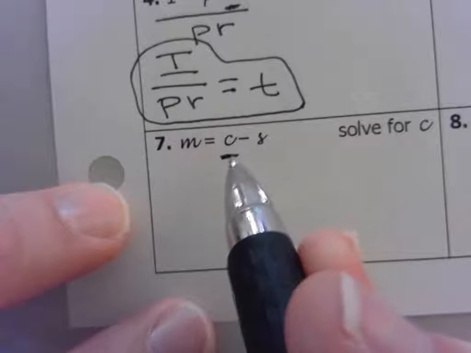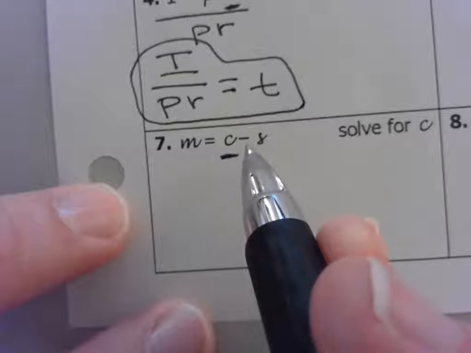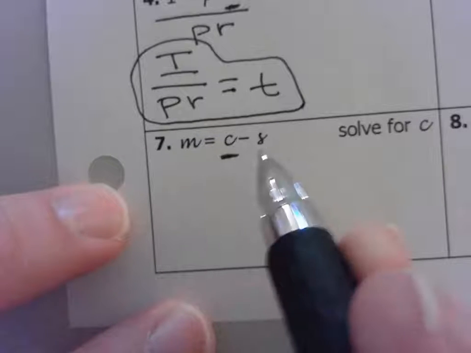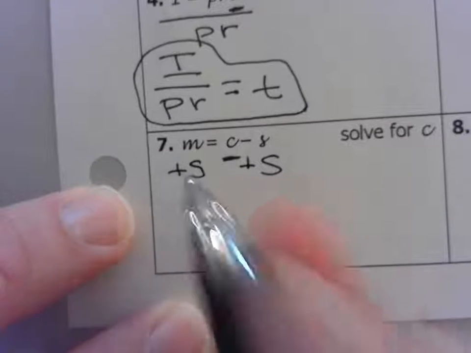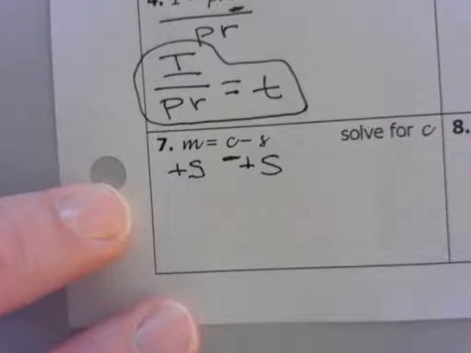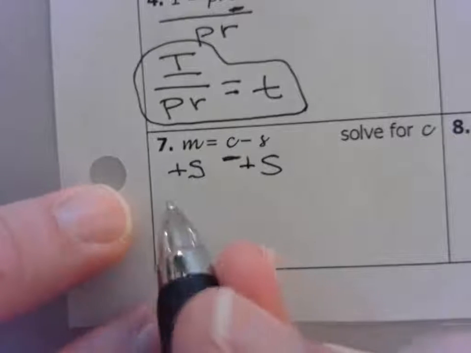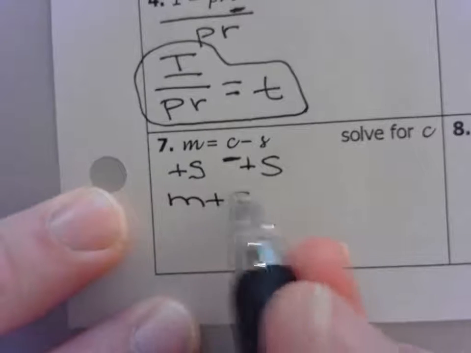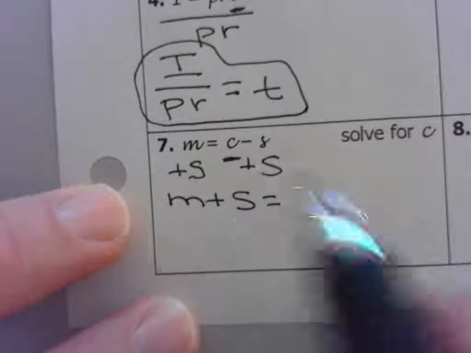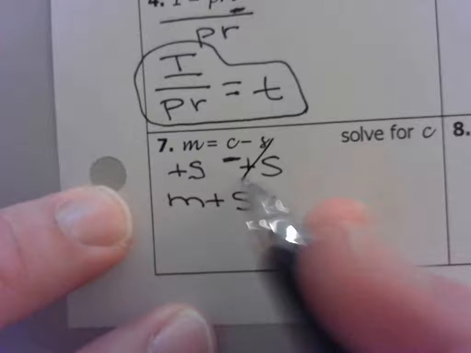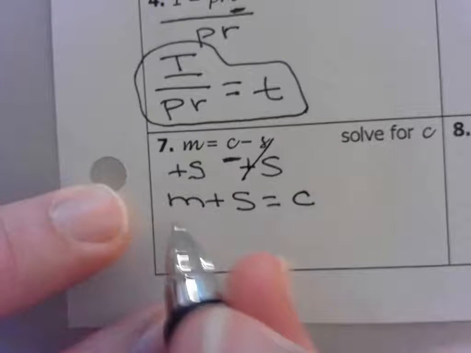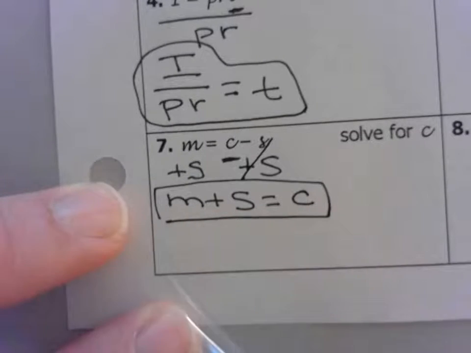So if I want to get c alone, I need to get rid of the negative s. How do I get rid of the minus s? Add s. You do the same process. On the left side, that would be what? M plus s. The nice thing about this is you're not actually going to have to add things together usually. It's just m plus s equals c. This is solved for c because c is by itself.